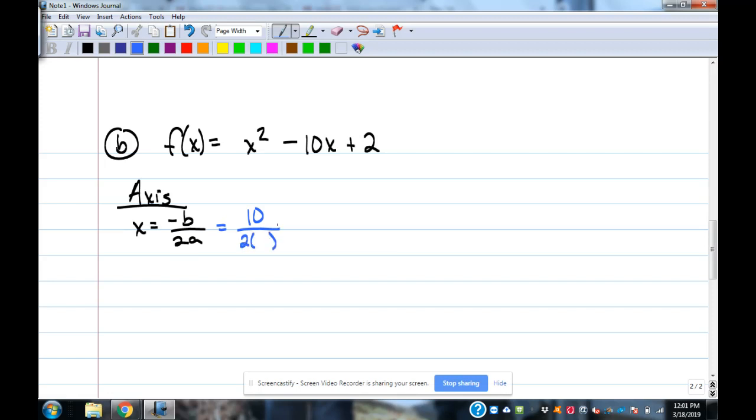What's in front of X squared? 1. It's understood to be there. If there's nothing written there, it's a 1, so it's 2 times 1 on the bottom. Well, that'd be 10 divided by 2, which is 5. So our axis of symmetry is x equals 5.